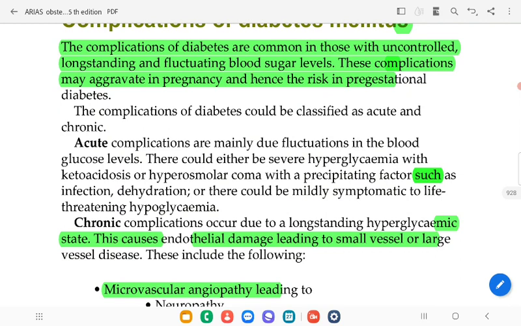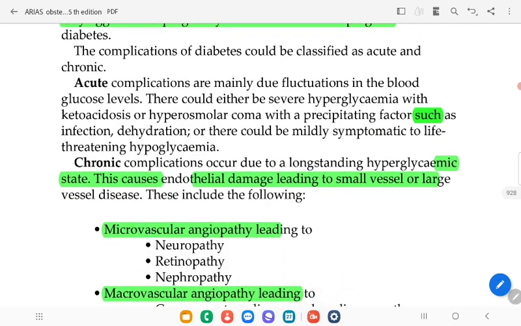The complications of diabetes could be classified as acute and chronic. The acute complications are mainly due to fluctuation in the blood glucose level. There could be either severe hyperglycemia with ketoacidosis or hyperosmolar coma, with precipitating factors such as infections and dehydration. There could be mildly symptomatic to life-threatening hypoglycemia.